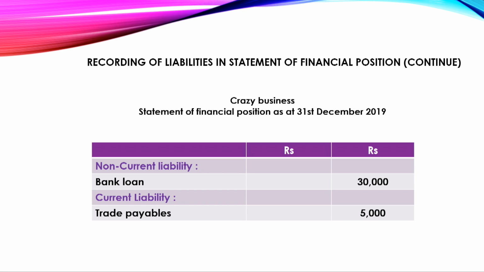Remember, earlier we said that the statement of financial position consists of 3 columns, and at the top, the entrepreneur's name is written, followed by Statement of Financial Position as at the date, and here it is as at 31st December 2019. First, we need to record the non-current liability, and in this case, it is bank loan of 30,000 rupees. Then we need to record the current liability, that is trade payables, 5,000 rupees.